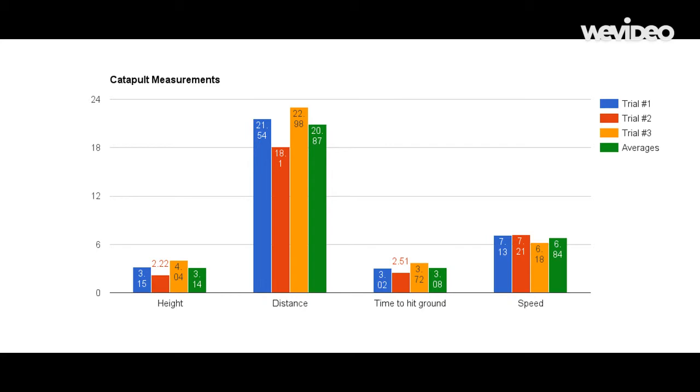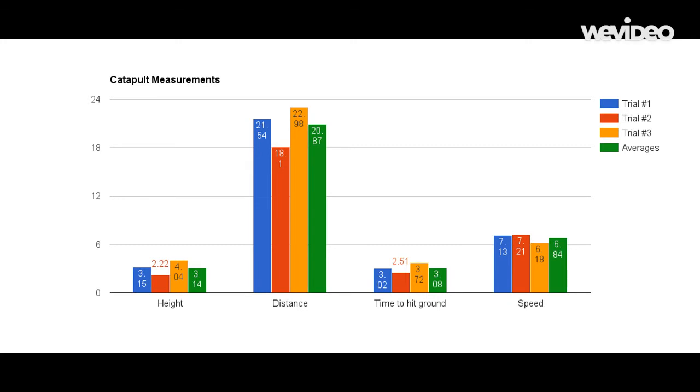The height of the projectile in the second trial was 2.22 feet. The distance of the projectile in the second trial was 18.1 feet. The amount of time it took for the projectile to hit the ground in the second trial was 2.51 feet. The speed in the second trial was 7.21 feet per second.